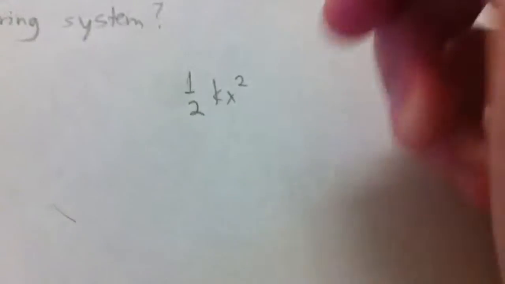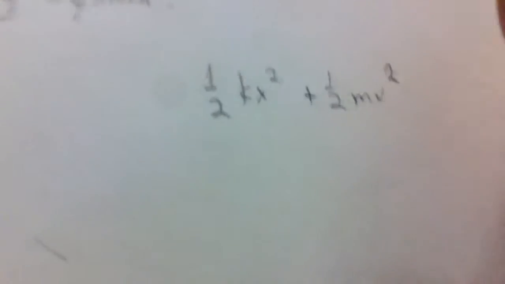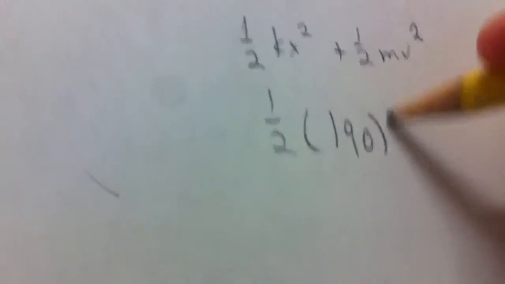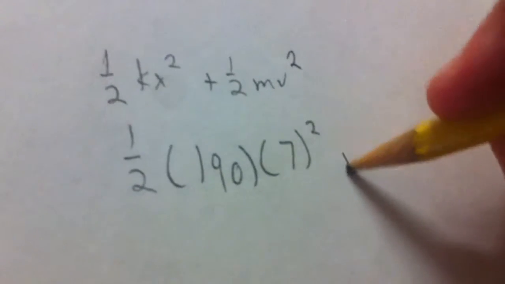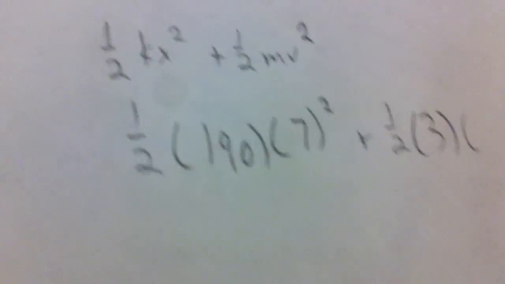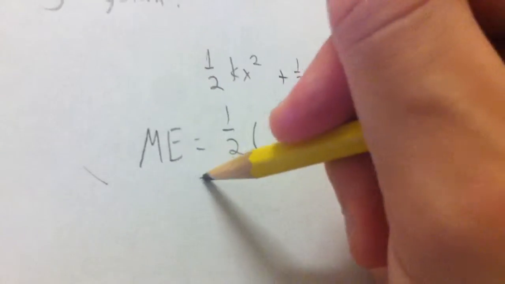Okay, so here is our equation again. And let's plug in the values that we know here. We have a spring constant of 190, a displacement of 7, that's going to be squared, plus 1/2 a mass of 3 kilograms, and a velocity of 13. So that's mechanical energy. Now we just have to put all of that into our calculator here.